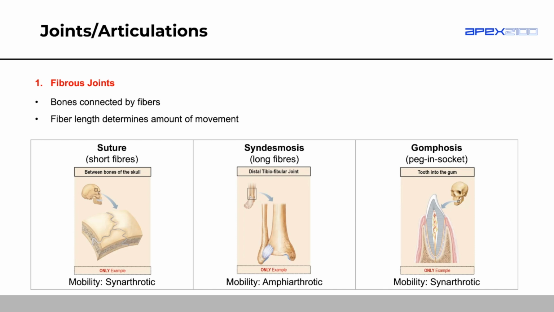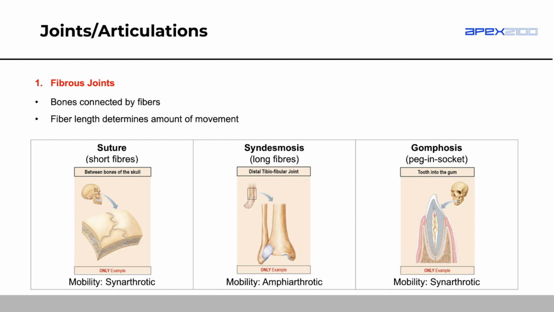So we know that our skull isn't just one whole bone. It's actually multiple sections of bone that are sort of joined together. And if you look at a picture of a skull, it's always got these squiggly lines on it, and those are at the suture joints that connect them. Now there's no movement at all going on between the bones of your skull, and that's why the mobility is synarthrotic. It's still.